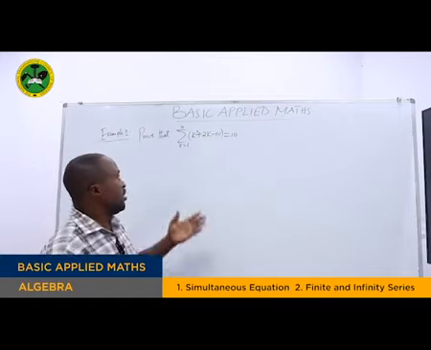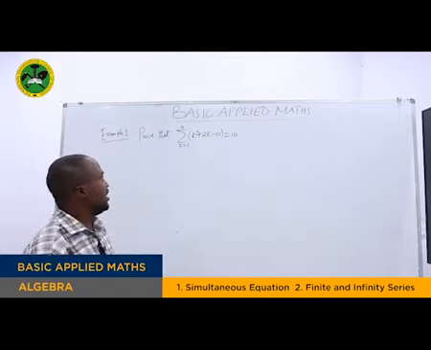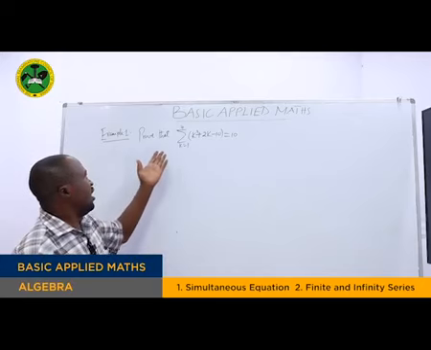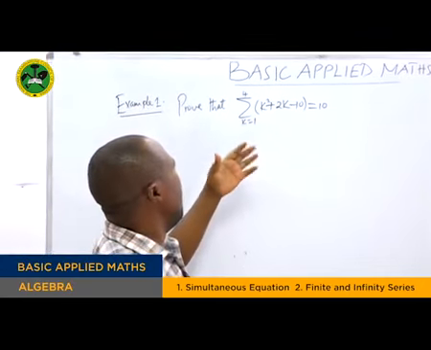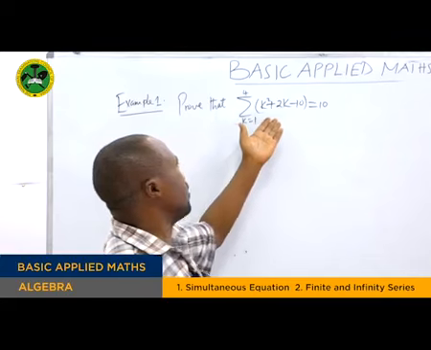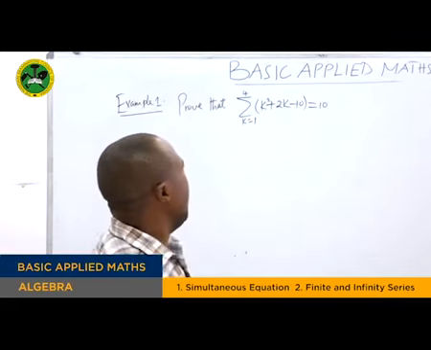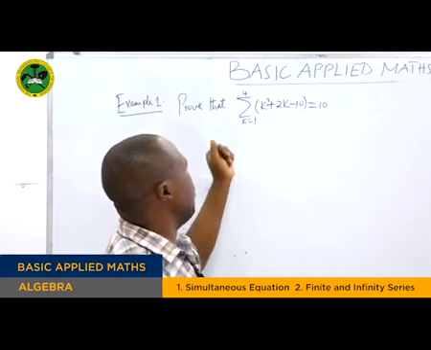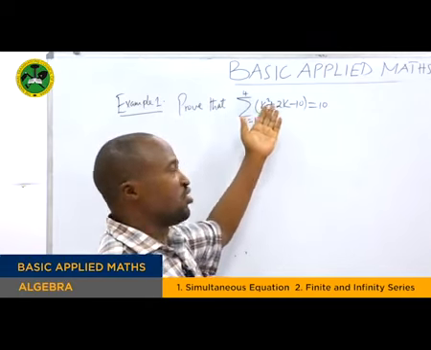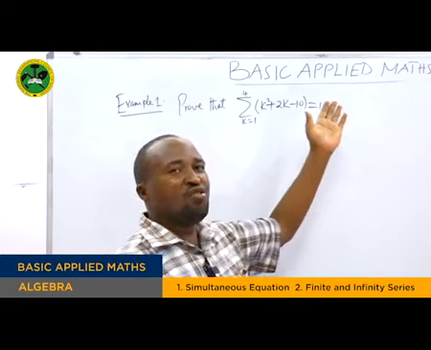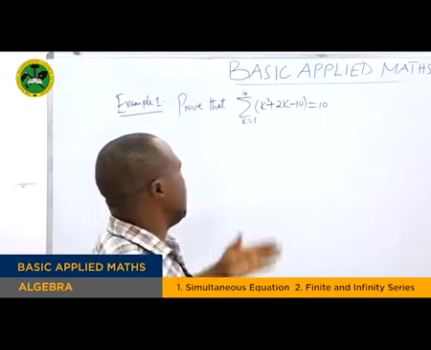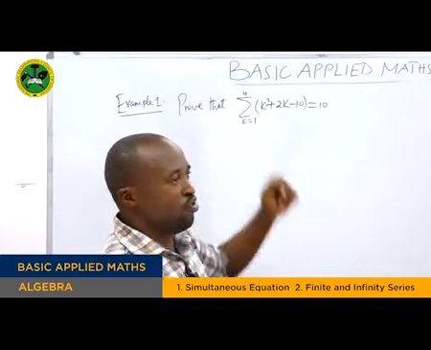So, my dear student, we have a question which says, prove that the summation of k squared plus 2k minus 10 is equal to 10. Prove that the summation of k squared plus 2k minus 10 is equal to 10. But your starting point is when k is equal to 1 to 4.